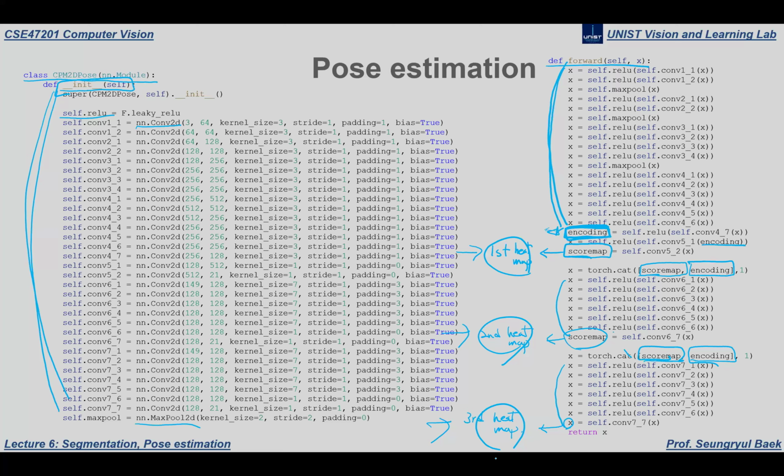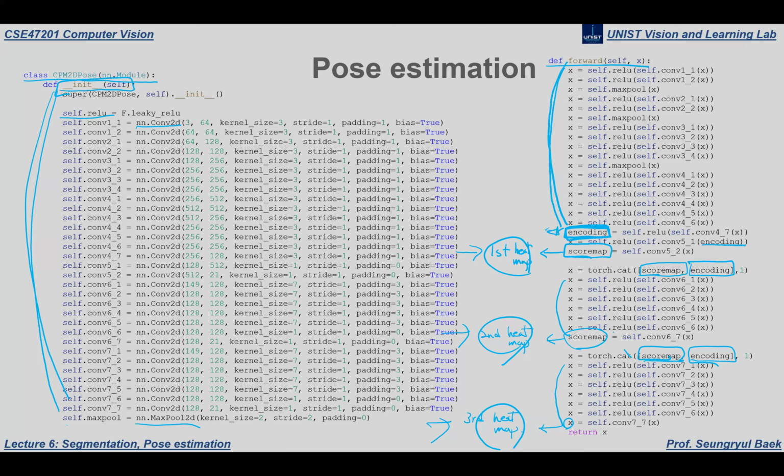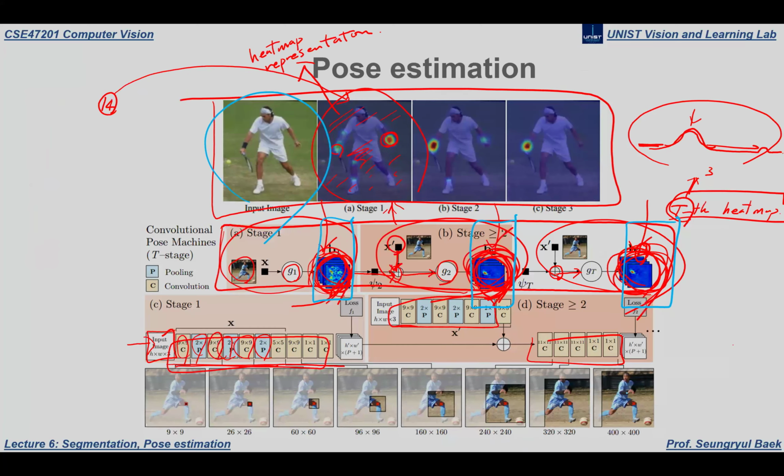Are you guys following this? I mean, it seems complex at first glance, but the structure is very similar to what we have learned. Okay. So using this pose estimation architecture, you can achieve the heat map. I mean, you can estimate this type of heat map representation from the RGB image.